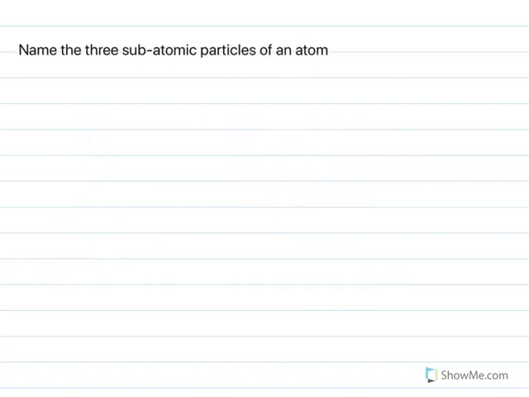Name the 3 subatomic particles in an atom. So, we have 3 subatomic particles and they are the electrons, negatively charged, protons, positively charged, neutrons that are neutral.